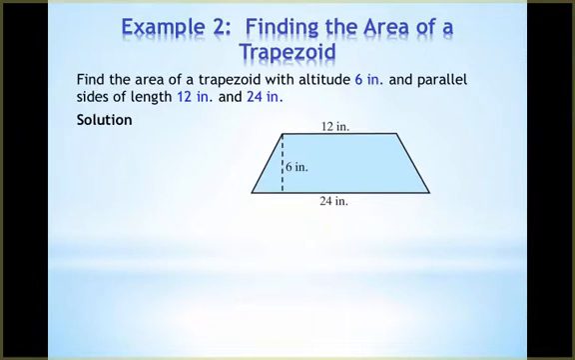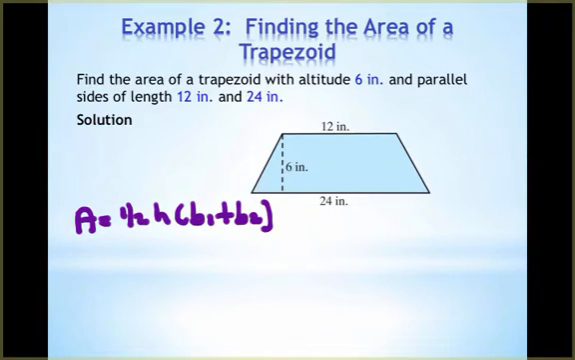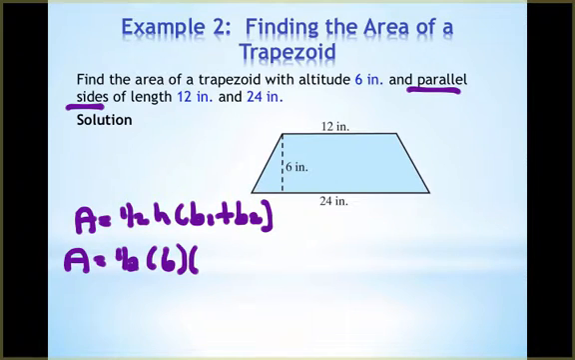In example 2, we're going to find the area of a trapezoid. So our formula for the area of a trapezoid is 1/2 H (B1 plus B2). Now that's not exactly the same as the formula that you saw on a previous slide, but this is the normal formula that you would see for trapezoids. The B1 and the B2 are the two bases, and they're going to be the parallel sides. So for this trapezoid, we're going to have 1/2, the height is 6, and then my bases are the two parallel sides, and they're 12 plus 24.